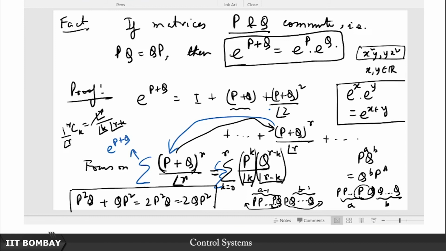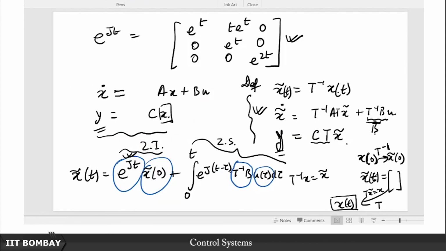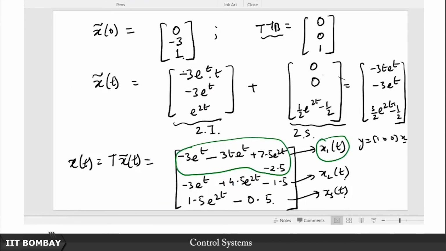Again, I urge you to take this with a pinch of salt, not because it is wrong or anything, but because this is incomplete. If you want a completely rigorous proof of this, that will be a bit beyond the scope of this course. But I hope that for the purpose of convincing you that whatever we are doing here is right, this should be good enough.